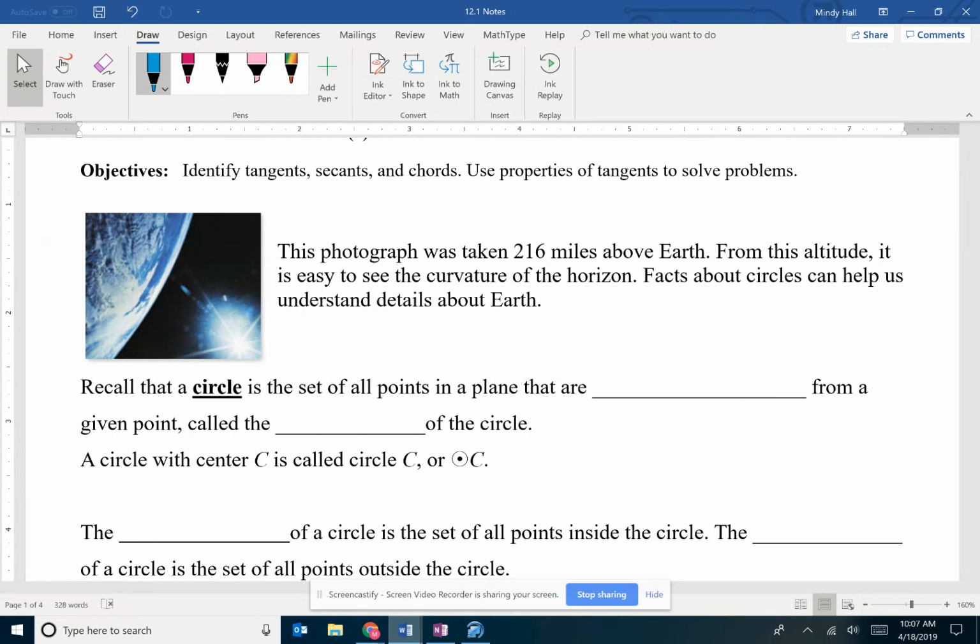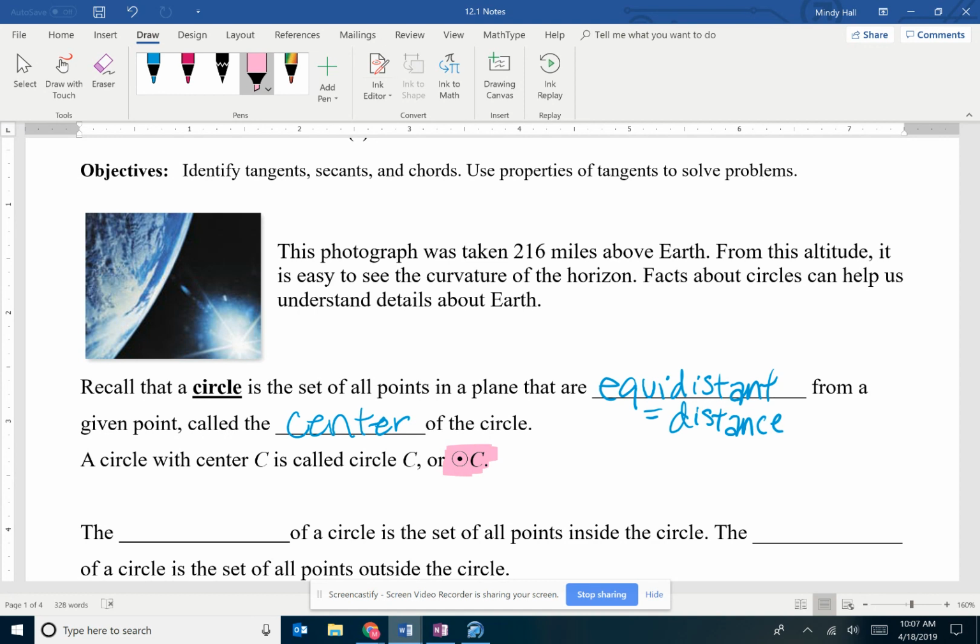Recall that a circle is a set of all points on a plane that are equidistant from a given point called the center of a circle. And equidistant just means it's an equal distance. And it is from the center or to the center of the circle. And when we notate a circle, we just have a little circle with a dot in the middle and the letter that is at the center of the circle.